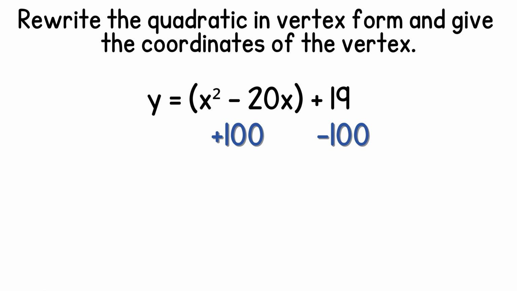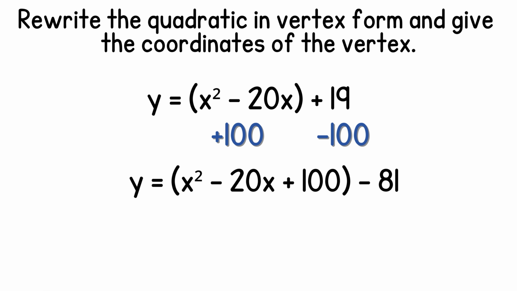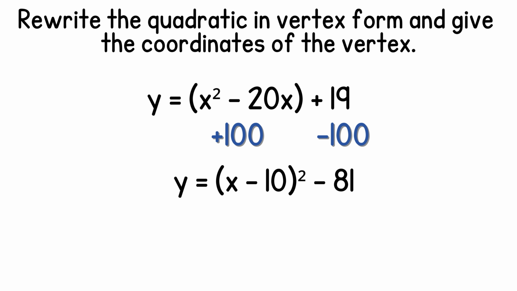Since if we add a positive and negative to the same side of the equation, it's the same as just adding 0. This gives us y equals (x squared minus 20x plus 100) minus 81. We can simplify this to factored form, (x minus 10) squared, and now we can see that it's in vertex form. We can see in vertex form that 10 is h and negative 81 is k. So our vertex happens at (10, negative 81).